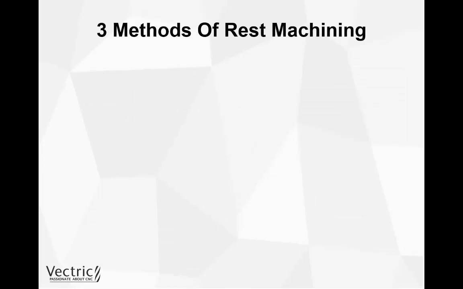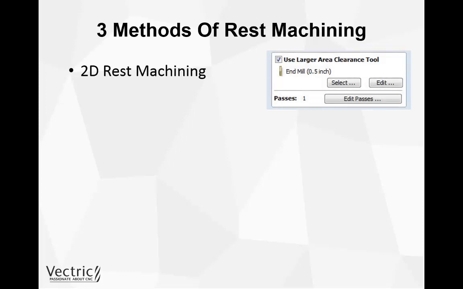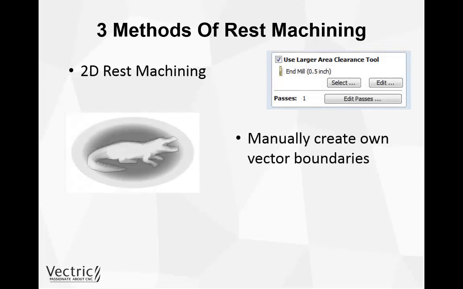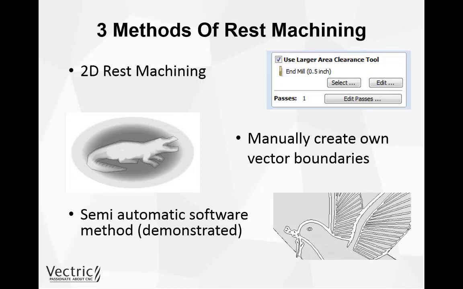There are three methods of REST machining, the first of which is 2D REST machining. The second of which is the manual approach to REST machining, where we go ahead and manually create our own vector boundaries. And the third method of REST machining is a semi-automatic method, which I'm going to demonstrate to you today. So let's quickly break down each of these methods.